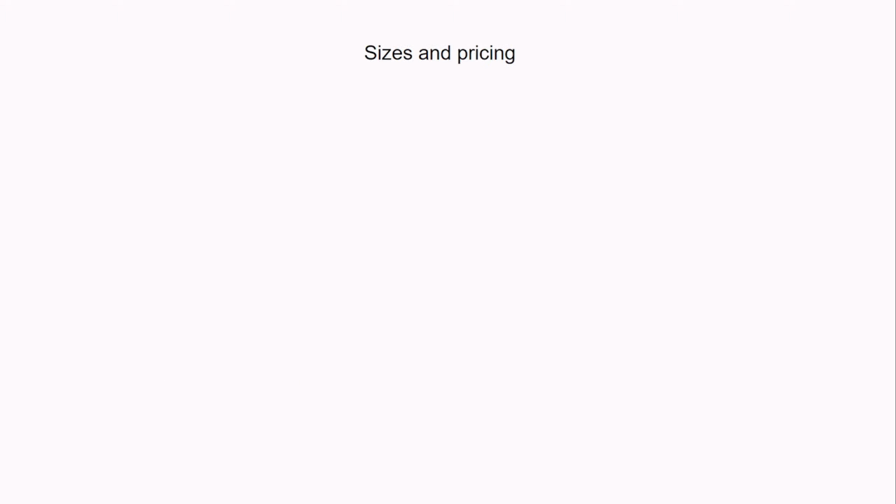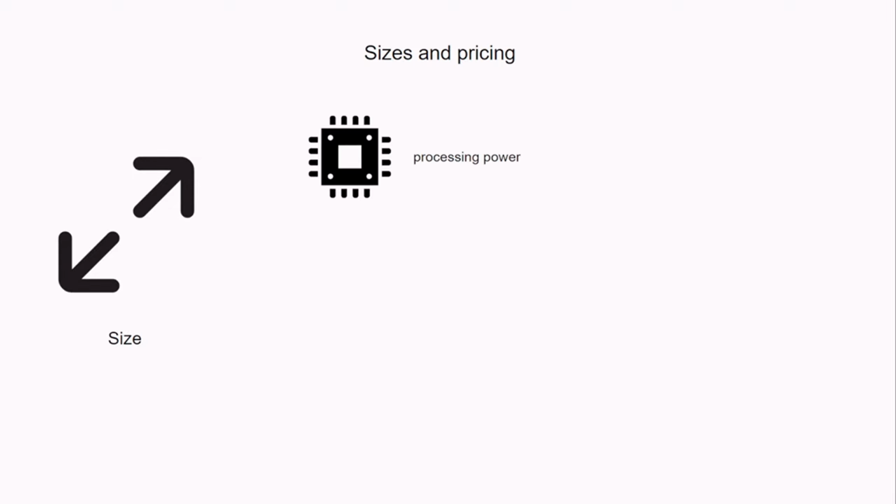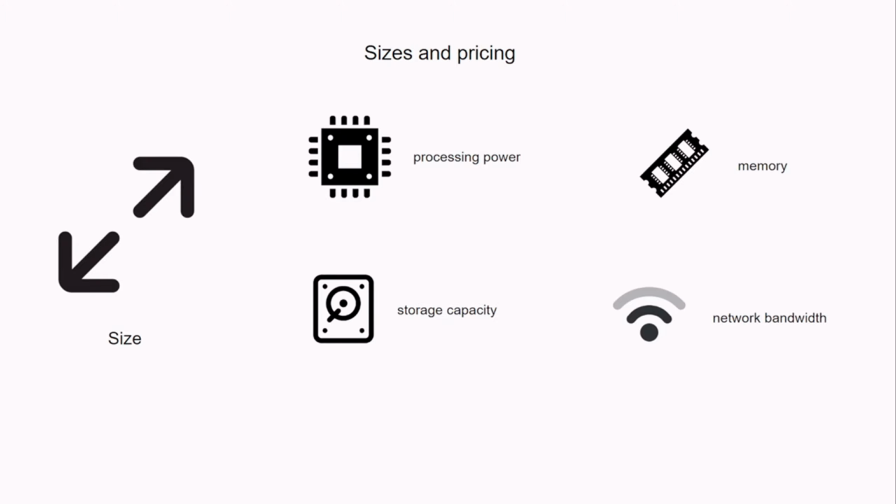Sizes and pricing. The size of the virtual machine that you use is determined by the workload that you want to run. The size that you choose then determines factors such as processing power, memory, storage capacity, and network bandwidth. Azure offers a wide variety of sizes to support many types of uses. Azure charges an hourly price based on the virtual machine size and operating system. For partial hours, Azure charges only for the minutes used. Storage is priced and charged separately.